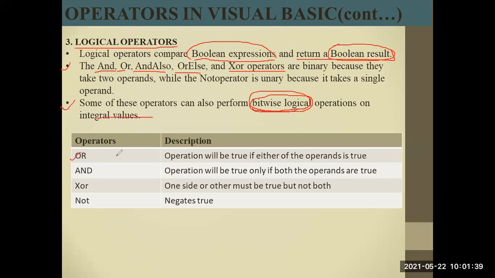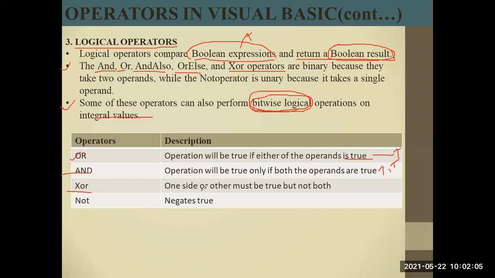Now the OR operator: the operation will be true if either of the operands is true. That means if either of the Boolean expressions is true, then the final result will be true. Then in case of AND, the operation will be true if both the operands are true, then only the final answer will be true.